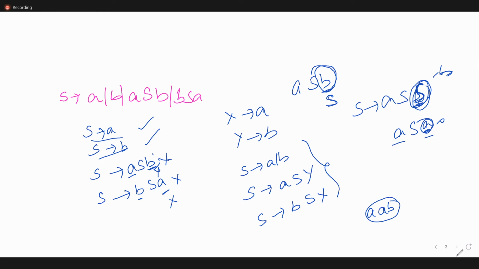Okay, I'm moving forward. S tends to capital A, capital B. A tends to AB. B tends to A or AB.